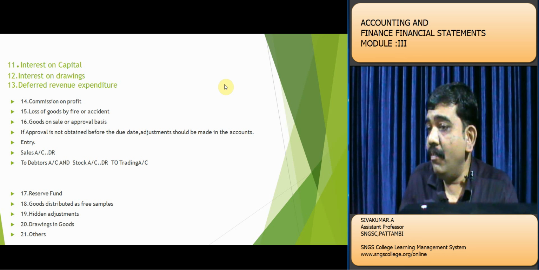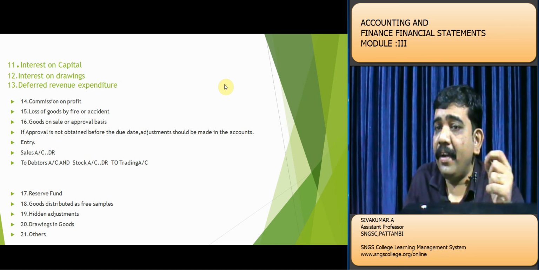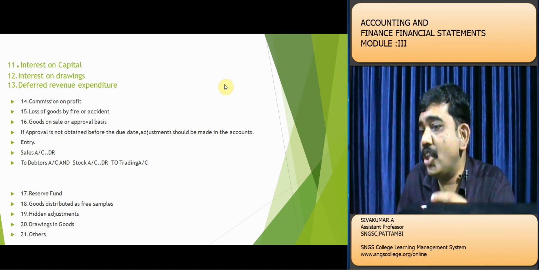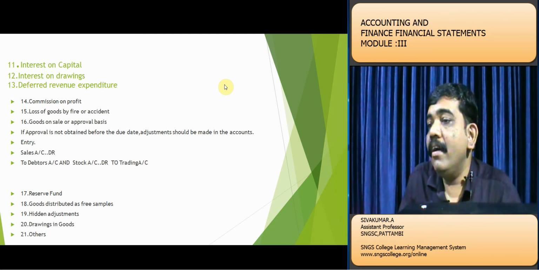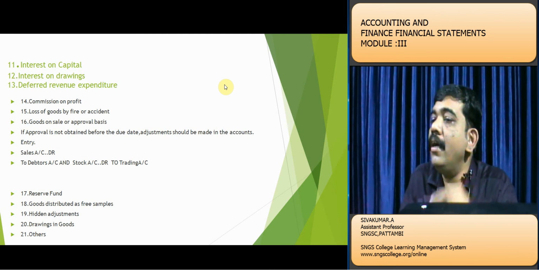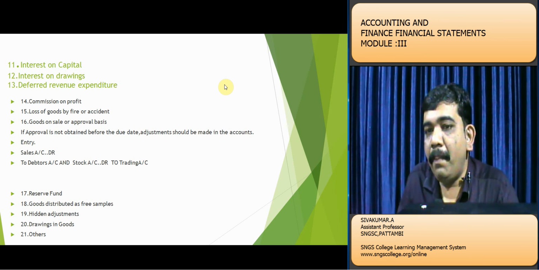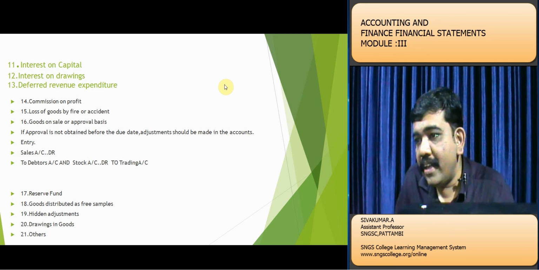Commission on profit: what is the adjustment of commission on profit? First of all, you have to show commission on profit as an expenditure item in profit and loss account. Then you have to show commission on profit as a liability item in balance sheet. Next, loss of goods by fire or accident.